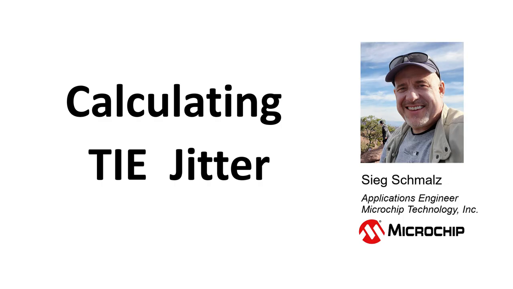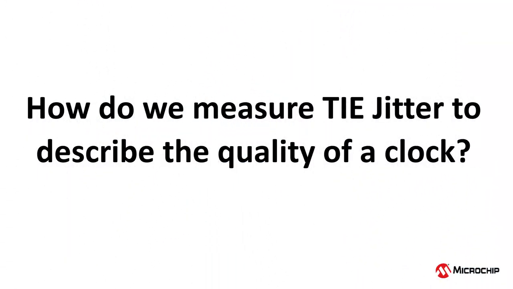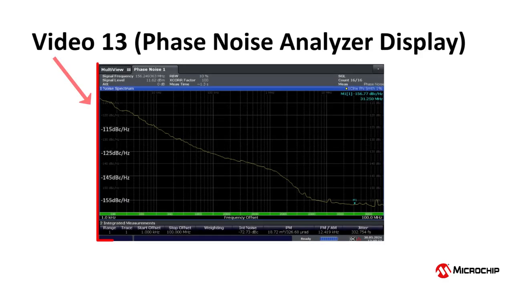In the previous videos of this series, I described TIE Jitter of a real, non-ideal waveform as the sum of its Fourier components. These Fourier components have different amplitudes and frequencies. But how do we actually measure TIE Jitter in such a way as to give us a meaningful value we can work with to describe the quality of a clock? The answer is that we use a phase noise analyzer.